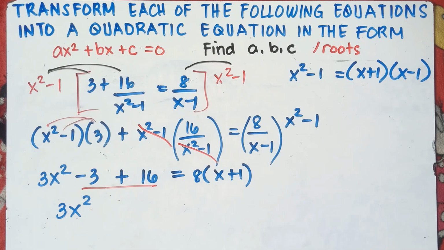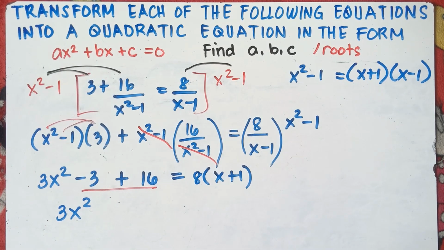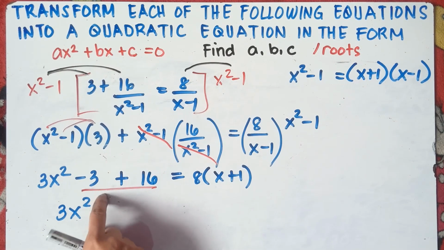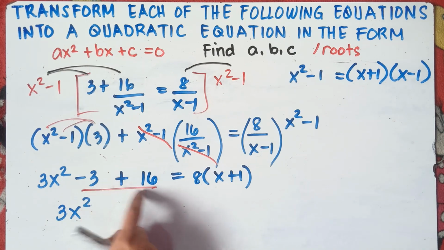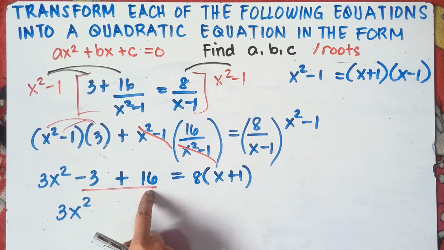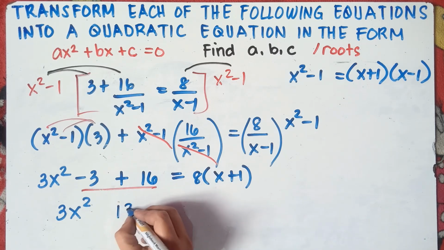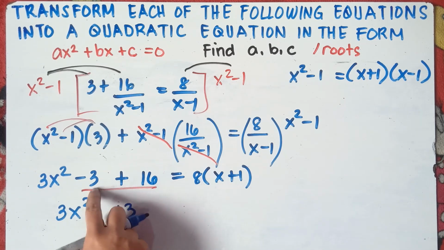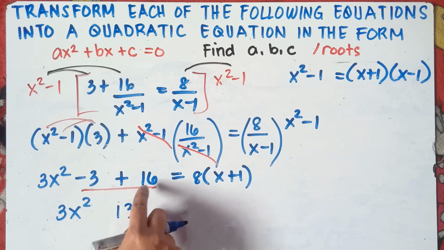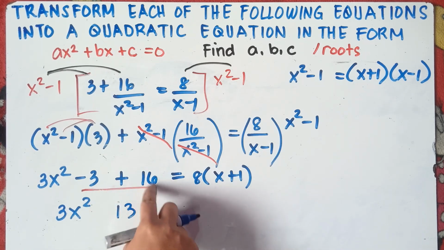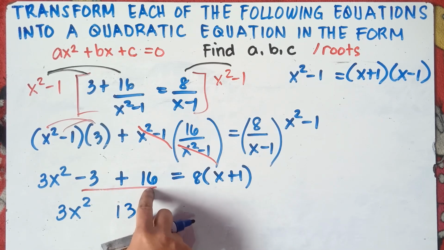Can we combine like terms? Yep, we can combine like terms because these are all numbers. So negative 3 plus 16. If the signs are not the same, you subtract. Okay, negative 3, positive 16, you subtract. 16 minus 3 is 13. And then you copy the sign of the larger number. Okay, 16 minus 3 is 13. Copy the sign of 16 because 16 is greater than 3.